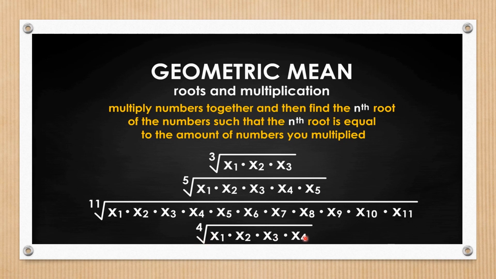Similarly, if I need to find the geometric mean between two numbers, I will multiply the two numbers and then take the square root. So this is how we take the geometric mean.